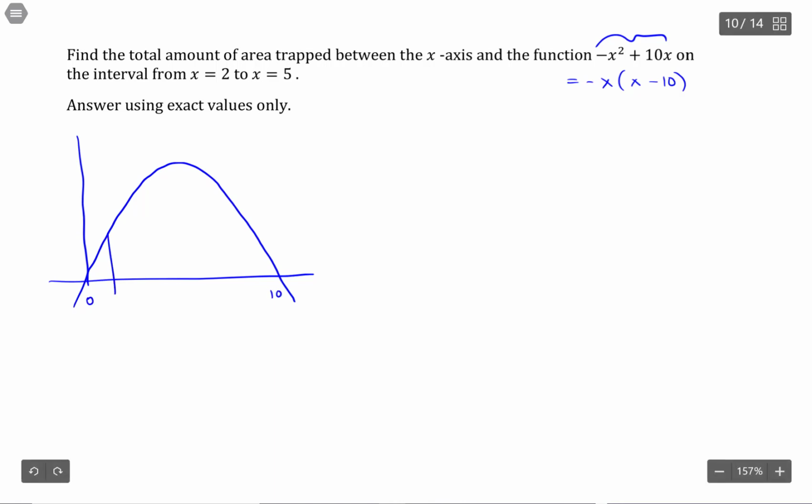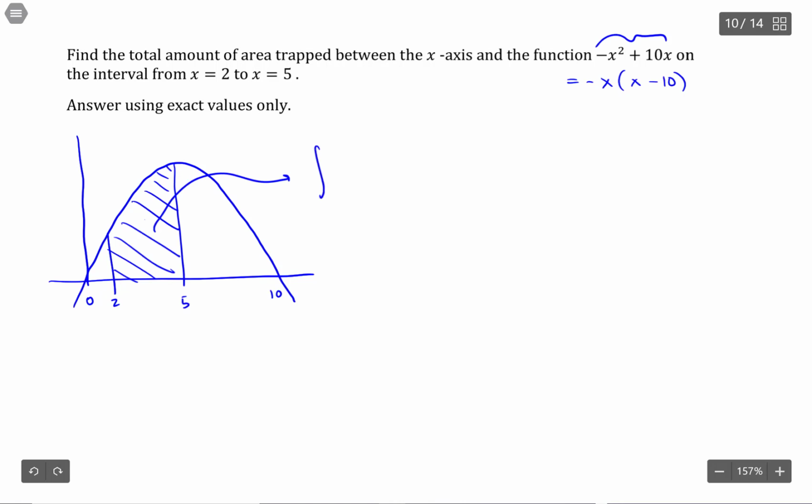Now what I'm looking for is the area trapped under the curve between 2 and 5. And I suppose 5 actually would be that vertex point, so let me bring that over just a bit. So I want to know what this amount of area is right here.